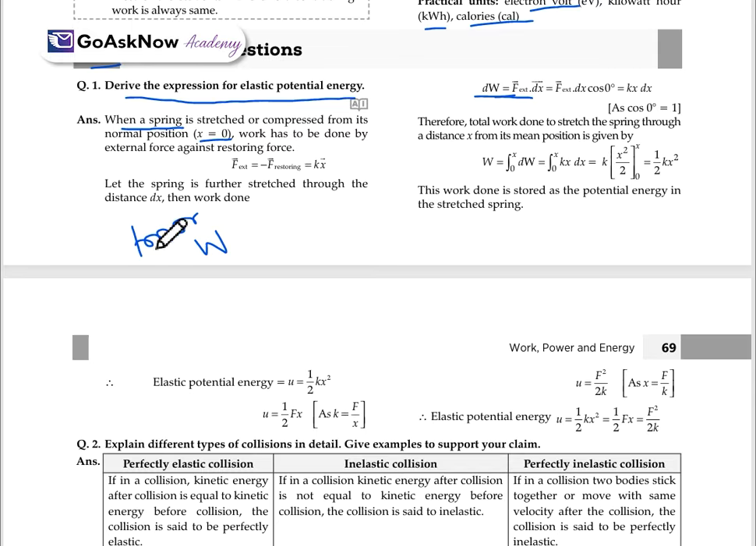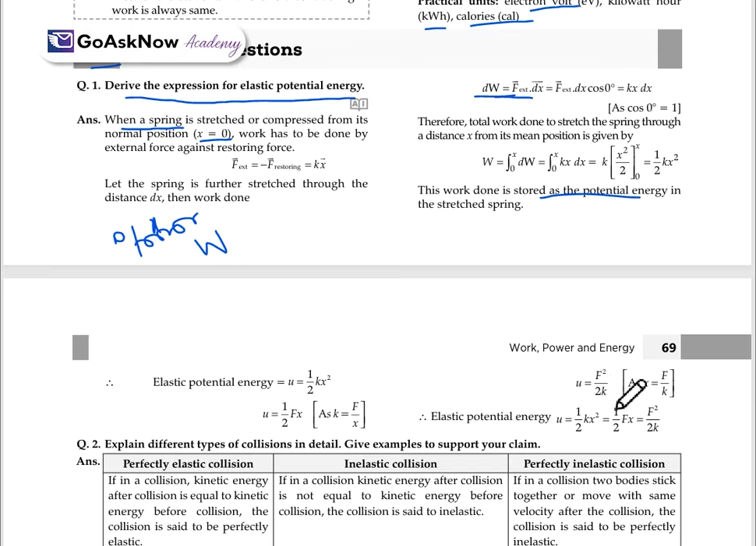W equals the integral from 0 to x of kx dx. When we integrate, we get kx squared over 2, with limits from 0 to x, giving half kx squared. This work done is stored as potential energy in the stretched spring. So elastic potential energy U equals half kx squared, or half Fx, as k equals F upon x.